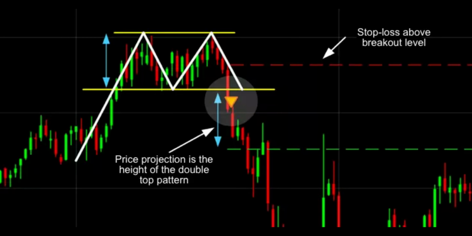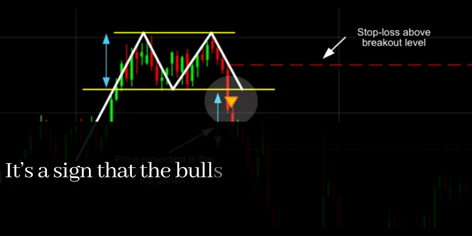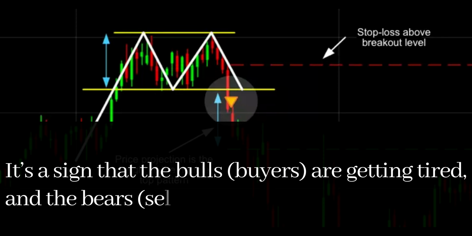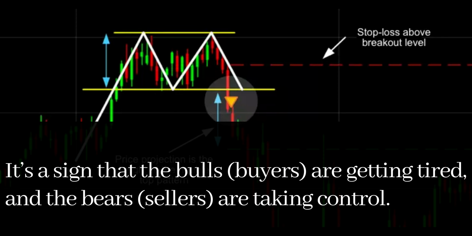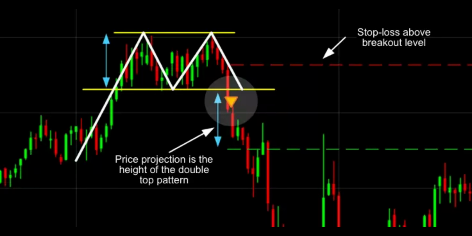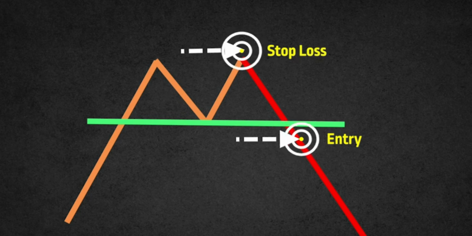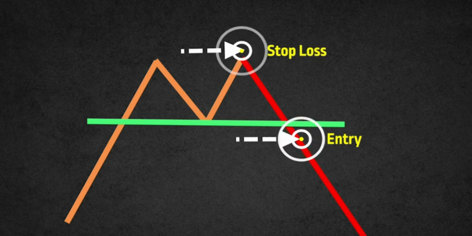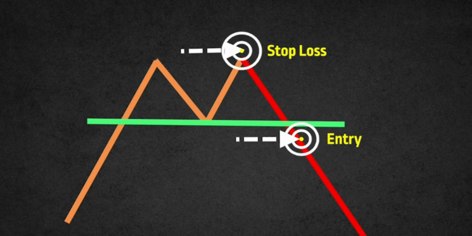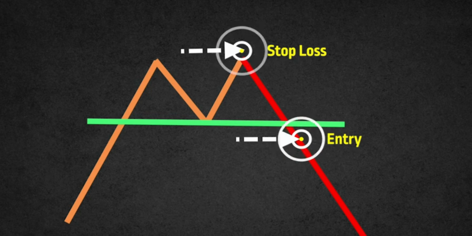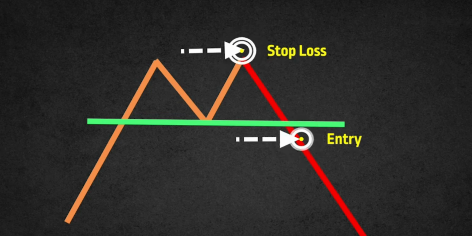What it means? It's a sign that the bulls, buyers, are getting tired, and the bears, sellers, are taking control. Entry: wait for the neckline, the low between the two tops, to break downward. Stop loss: place it just above the second top. Take profit: measure the distance from the top to the neckline and project that downward from the breakout point.